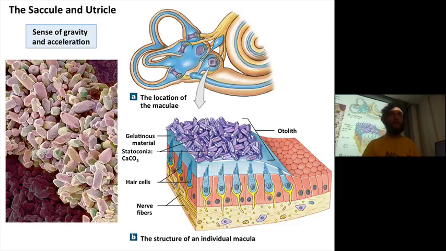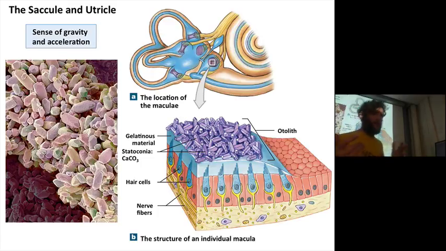All right. Saccule and the utricle. Now, so we've done the semicircular canals, the cochlea, and it's these last two pieces here, the saccule and the utricle. These structures are going to give us our sense of gravity and acceleration. Not are you moving, but are you changing the velocity of your motion? That's what acceleration is.